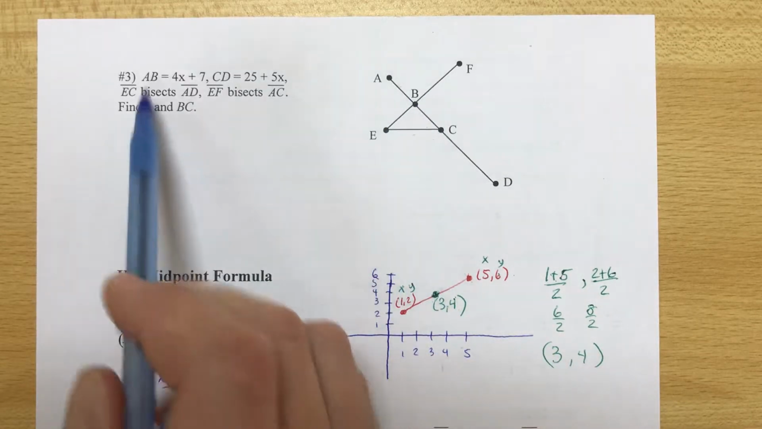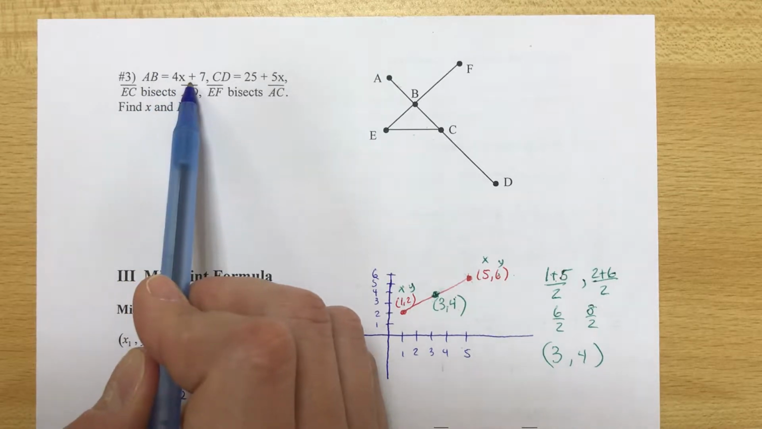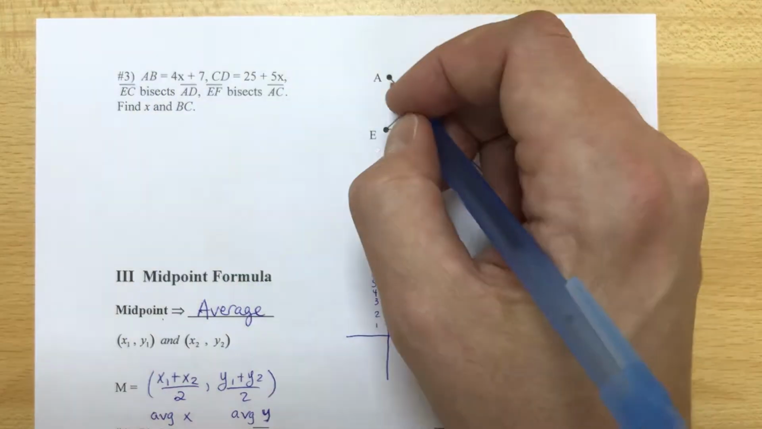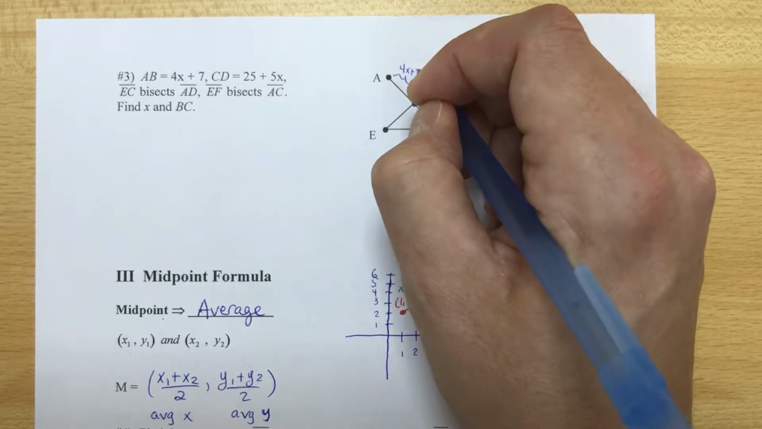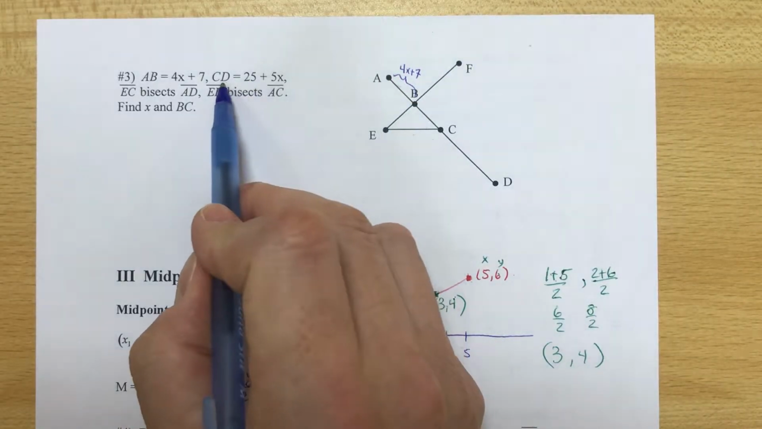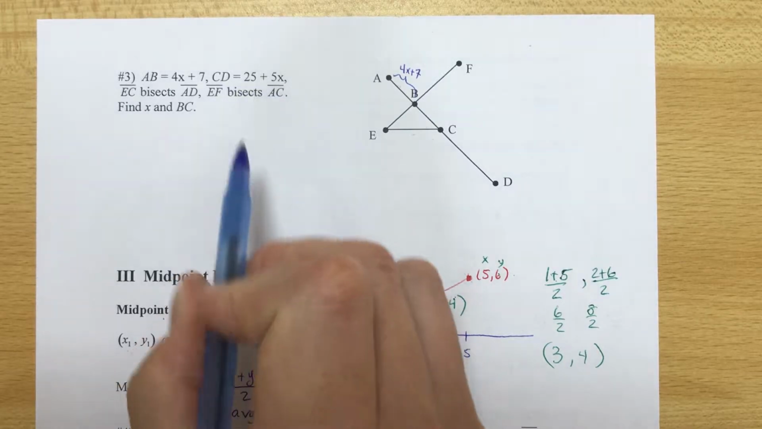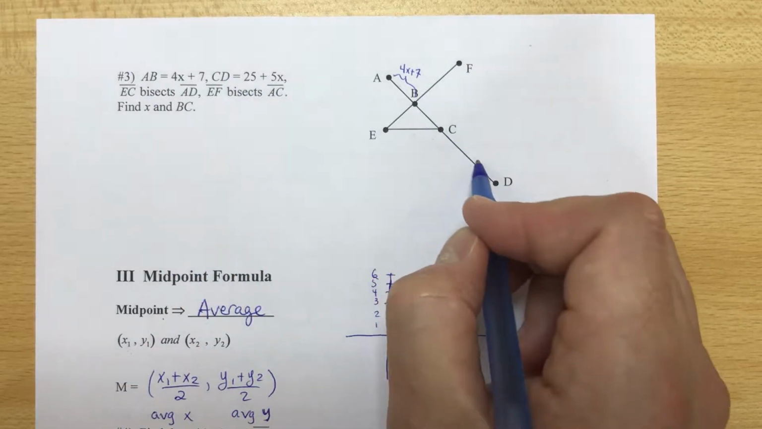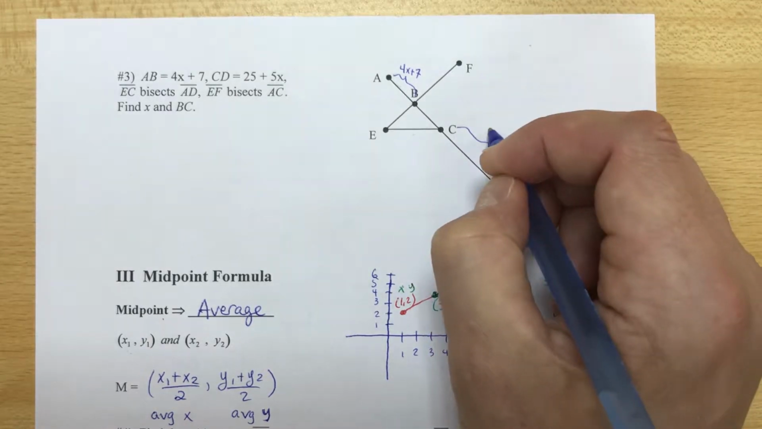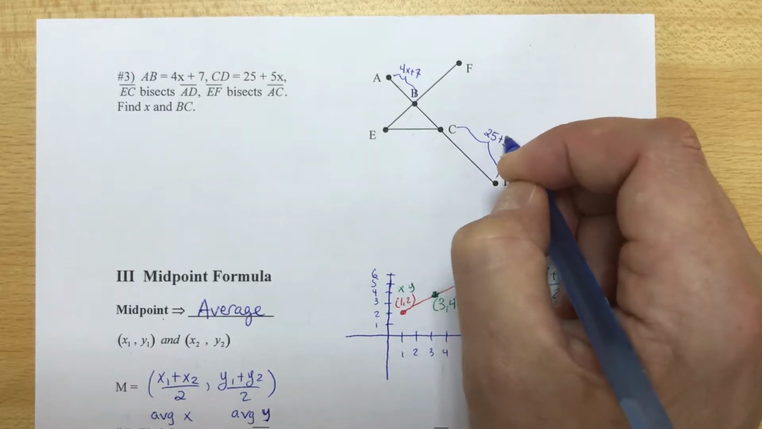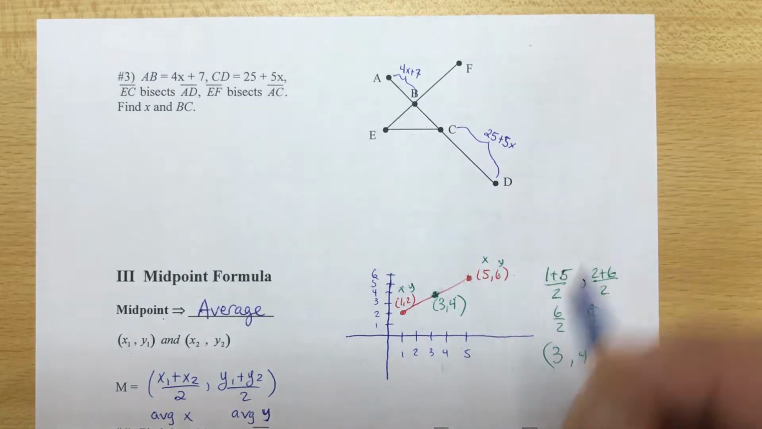The length of AB is 4x plus 7. So this right here is 4x plus 7. The length of CD is 25 plus 5x. Now CD is all of this right here. Now that certainly looks longer than AB. I don't know that yet.